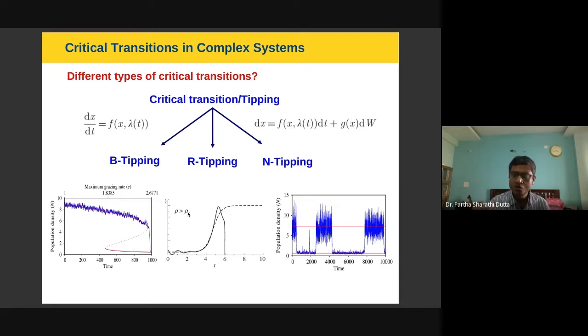And the moment rho is more than rho c, the system is not able to follow the quasi-steady state, the dashed line, and suddenly tips to an alternative state, which is here a zero state. So this is called R-tipping.